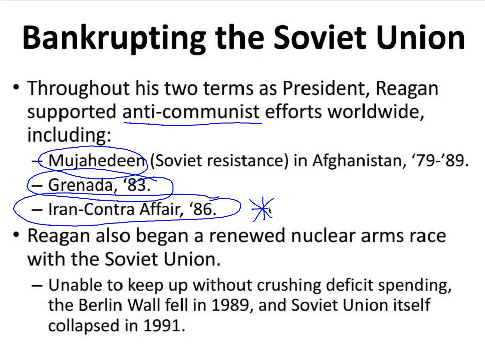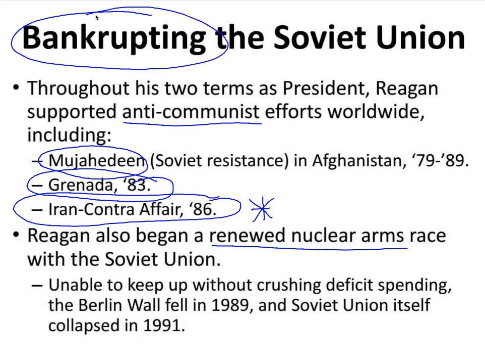Not only was communism resisted globally, but Reagan also began a renewed nuclear arms race with the Soviet Union, and ultimately this bankrupted the Soviet Union. The United States could afford to reinvest in its nuclear arsenal. The Soviet Union could not without spending crushing amounts of deficits. And the Berlin Wall fell in 1989, and the Soviet Union itself collapsed two years later in 1991.